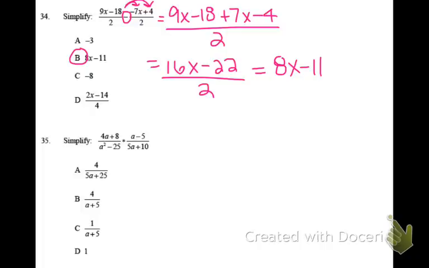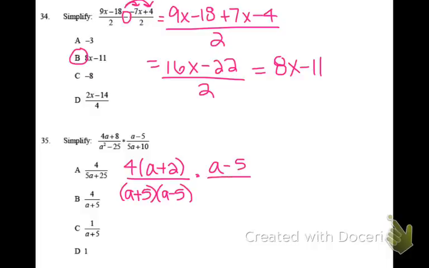And then 35 is another multiplication problem, so we can factor everything. Out of your first numerator, you can take out a 4. That leaves you with a plus 2 over. A squared minus 25 is a plus 5 and a minus 5, times a minus 5 can't be factored. Out of the second denominator, I can take out a 5, so that's 5 times a plus 2.